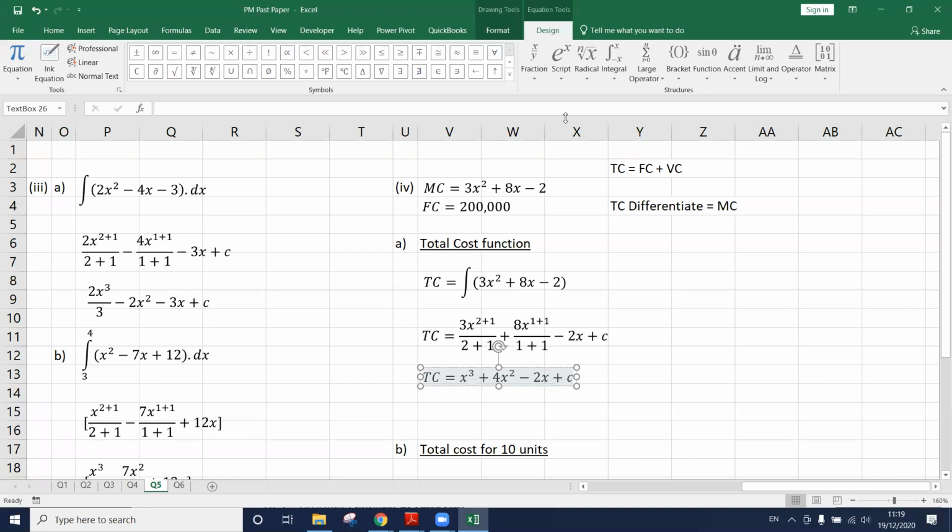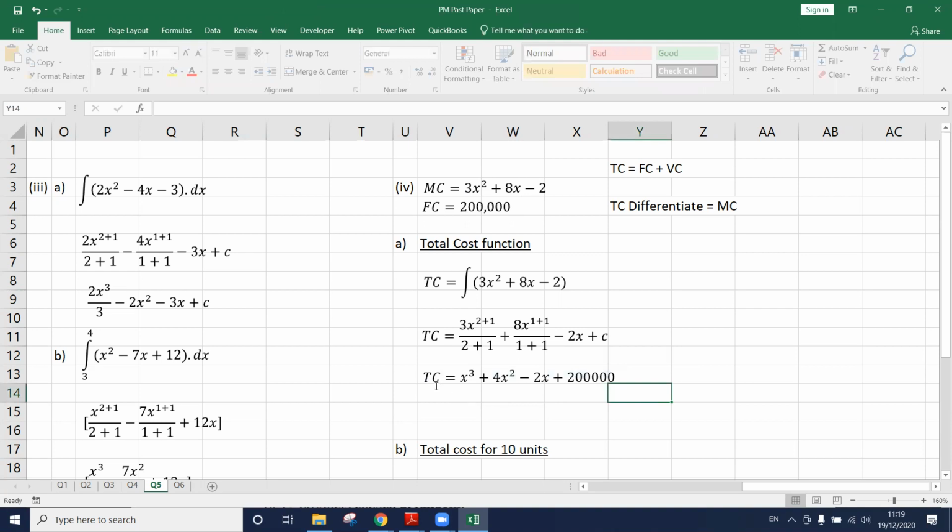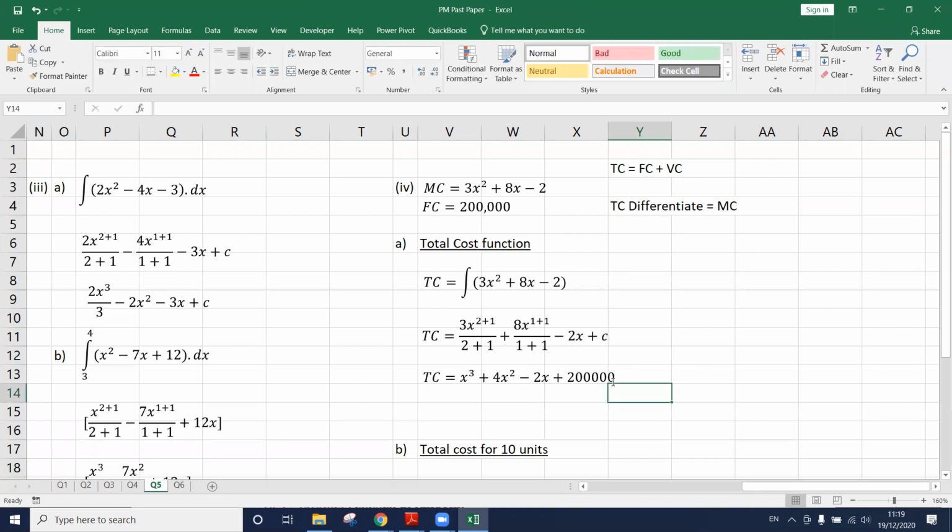Now we have a constant. What should be the value of this c? The value of the constant is what is given as the fixed cost, 200,000. So this should be the total cost function.